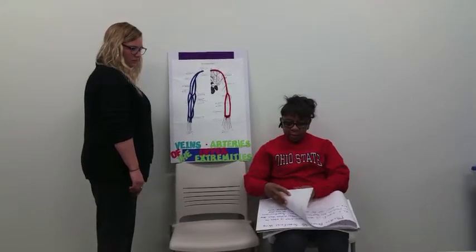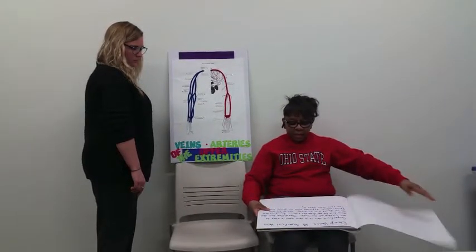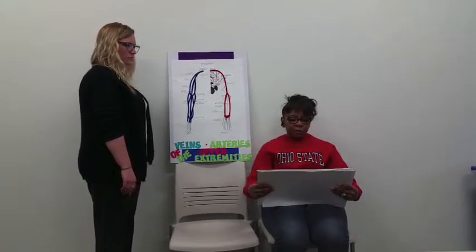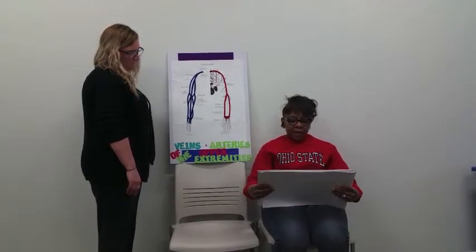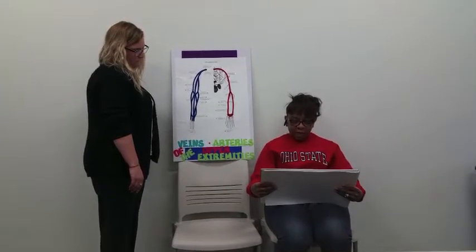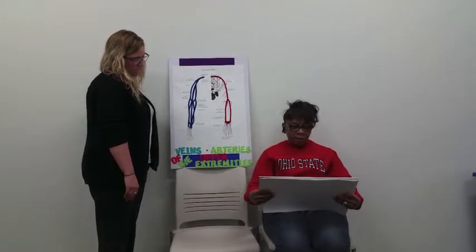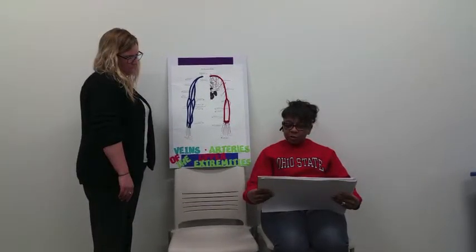Next, we have deep veins versus superficial veins. Now, a superficial vein is a vein that is close to the surface of the body. This differs from deep veins that are far from the surface. Superficial veins are not paired with an artery, unlike the deep veins, which typically have an artery with the same name close by.